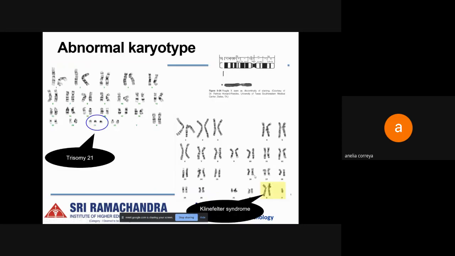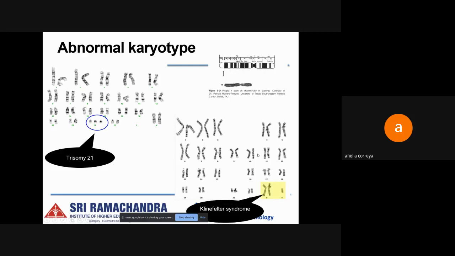So these are some abnormal karyotype examples. We're able to see that at the 21st position of the chromosomes there are 3 chromosomes, indicating trisomy 21. And this is the karyotype of a male which has an extra X chromosome, seen in Klinefelter syndrome. This is another chromosomal abnormality known as Fragile X syndrome, which shows discontinuity in the staining of the X chromosome.